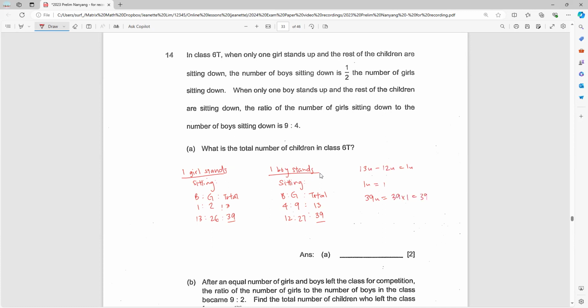But your total is 39 only if there is 1 person standing. In both scenarios, the total is 39, but there is 1 person standing. So the actual total number of people is 39 plus 1. Okay, include the person standing as well. So answer: 40 in the class.